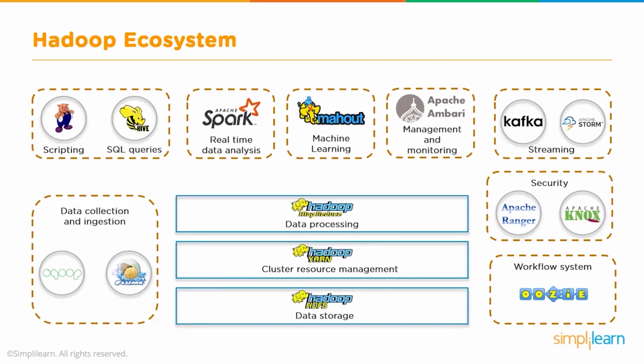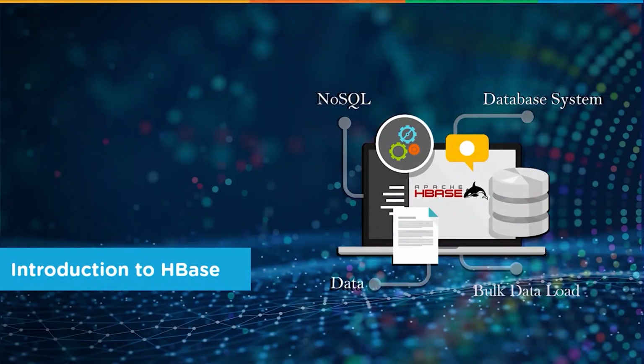Just like we have Sqoop and Flume, which brings data in there, we looked at Kafka and Apache Storm, which is for streaming data. And then we looked at Apache Ranger and Apache Knox for security. And finally, we took a glance at Oozie for your workflow system. Let's start with an introduction to HBase.